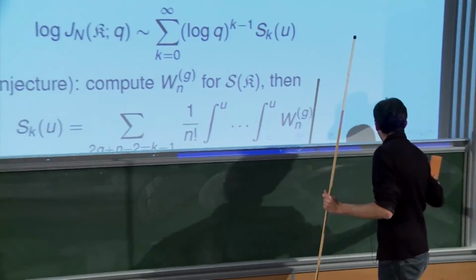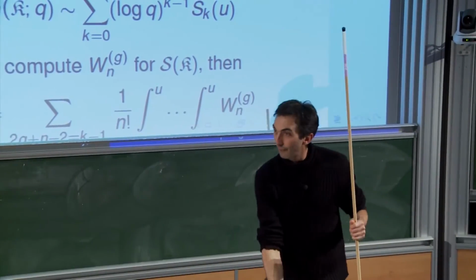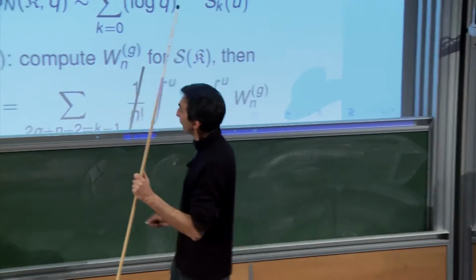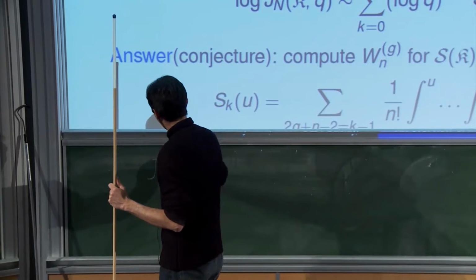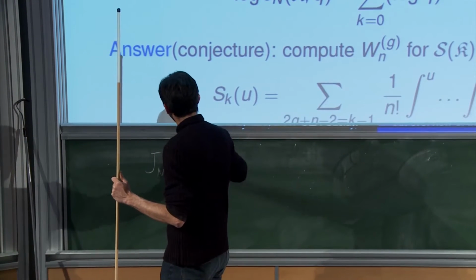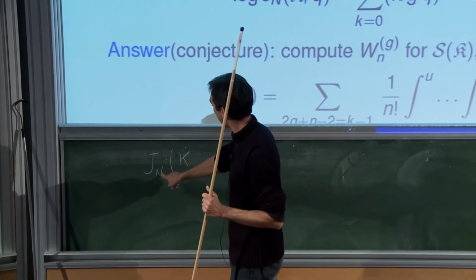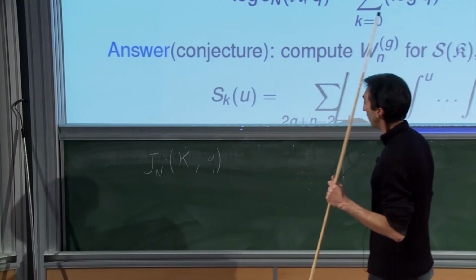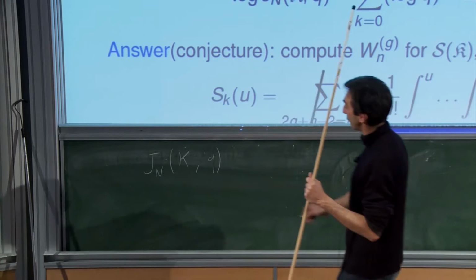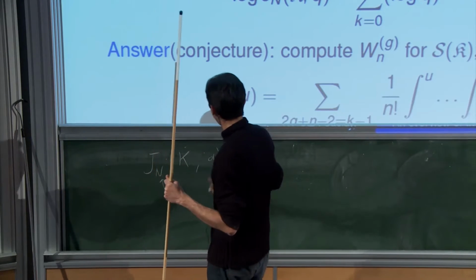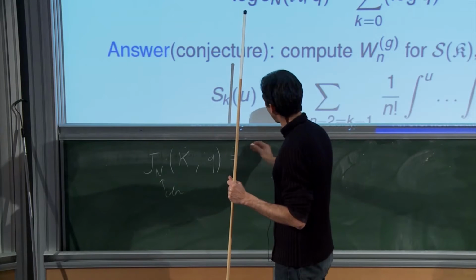People interested in knot theory have defined some invariants associated to knots. In particular, there is one called the Jones polynomial, J_n. It depends on a knot K, on a variable q, and on an integer n. n is usually called the color, and q is a formal parameter, and so this is a polynomial.